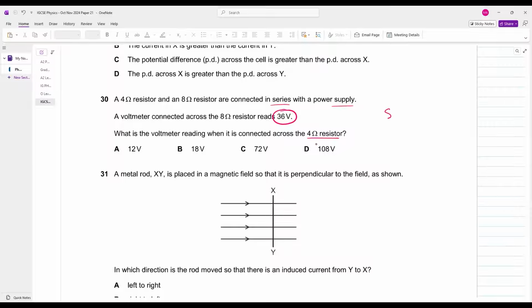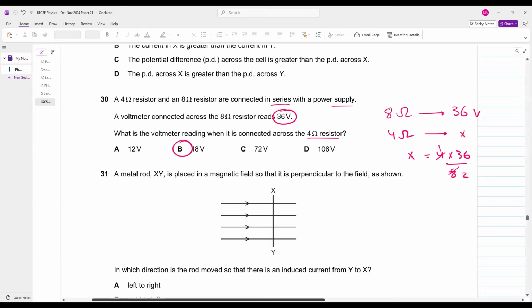Simple ratio method. If your 8 ohm resistor is heating up 36 volts, 4 ohm का resistor कितने voltage heat up करेगा? Simple ratio method, 4 into 36 divided by 8, 18 volts. B is your answer. Simple. Let's further move ahead.